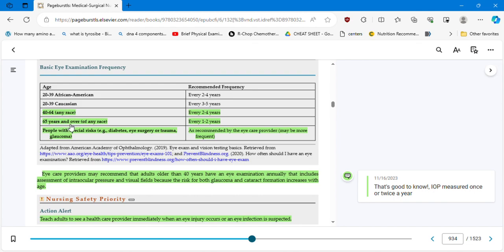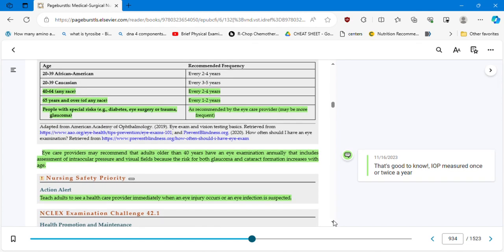65 years and over, of any race, is every 1 to 2 years. People with a special risk, like for example diabetes, eye surgery, or trauma, as recommended by the eye care provider, may be seen more frequently, probably once a year, probably every 6 months. So it all depends, but these are the basics.